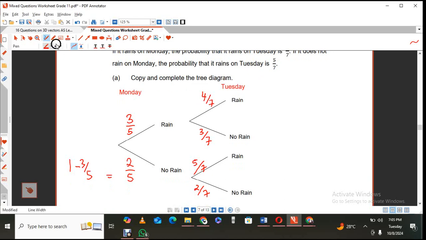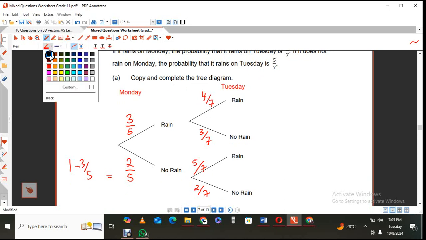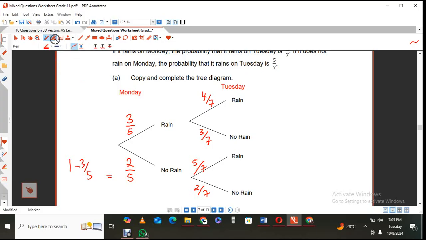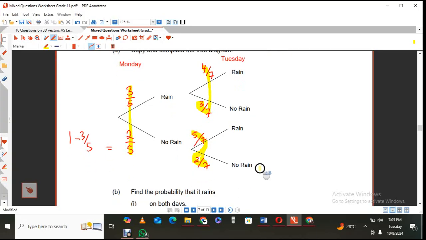So it's very important that you remember, when you have branches going downwards like this, they should add up to 1. It should add up to 1, and surely you can check that they are adding up to 1.